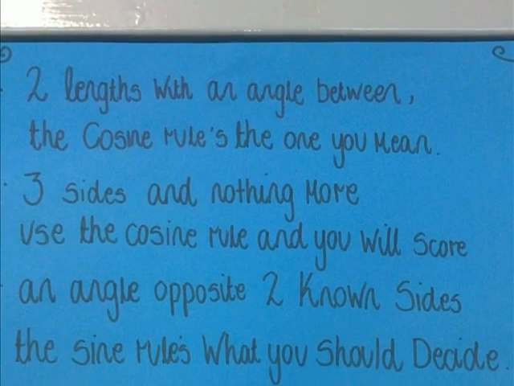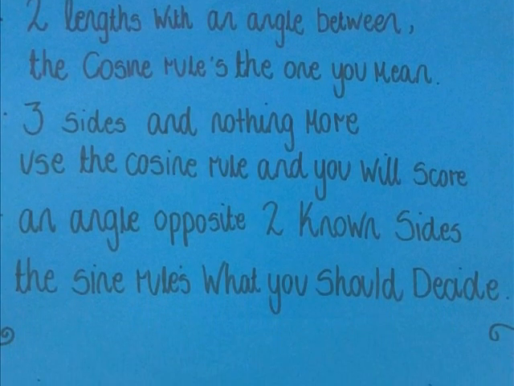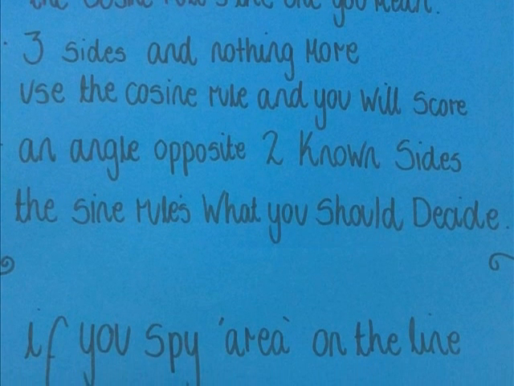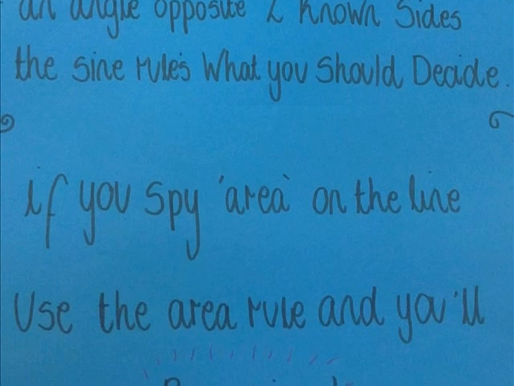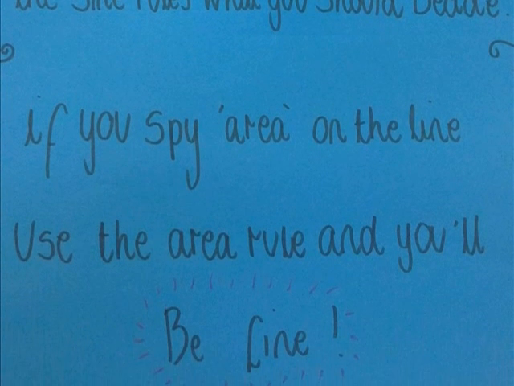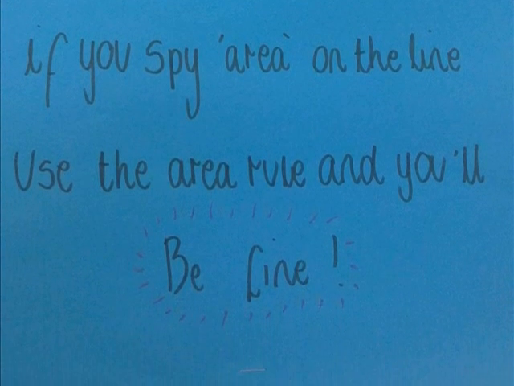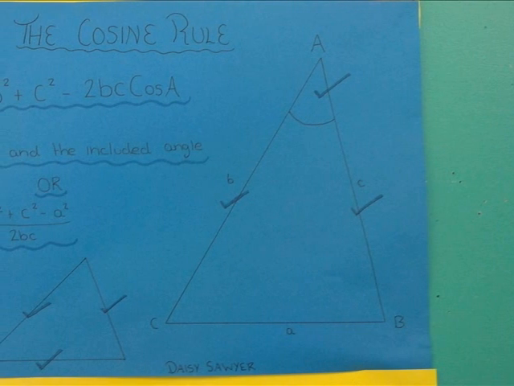It says: two lengths with an angle between, the cosine rule is the one you mean. Three sides and nothing more, use the cosine rule and you will score. An angle opposite two known sides, the sine rule's what you should decide. If you spy area on the line, use the area rule and you'll be fine.